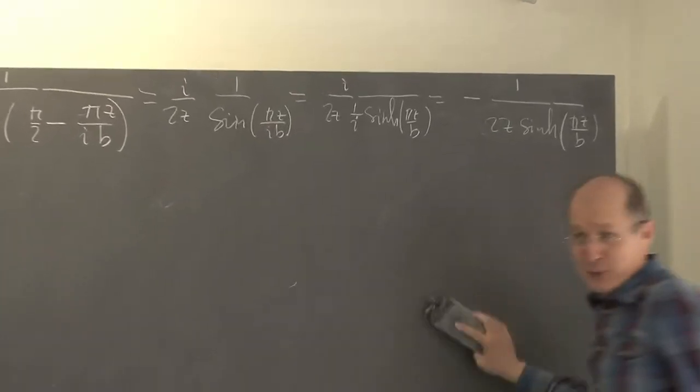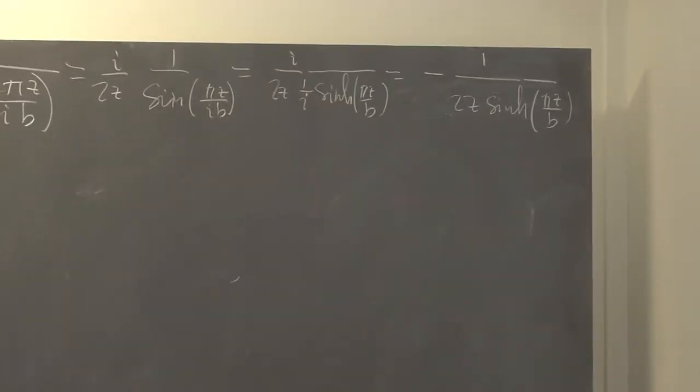That's it. That's the Fourier transform of the logarithm. Right? This was the I of z.